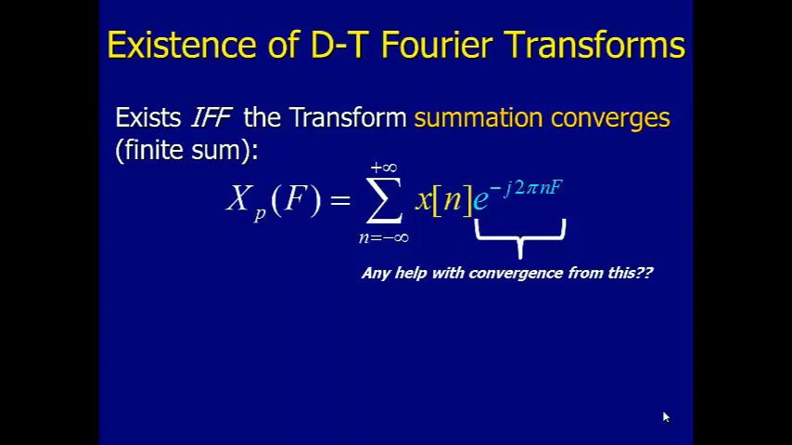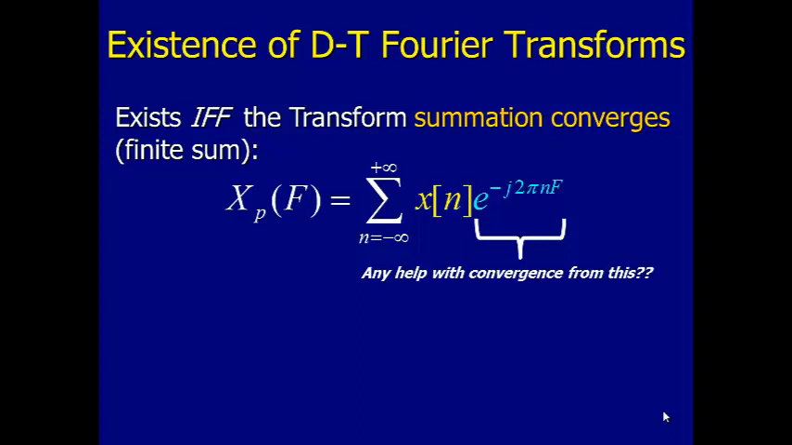Help me out here. E to the minus j, I have no idea what that is. I can't even conceive of that. It's 1 over e to the j 2 pi n f. Yep, it is. Does that help? Cosine 2 pi n f plus j sine 2 pi n f.